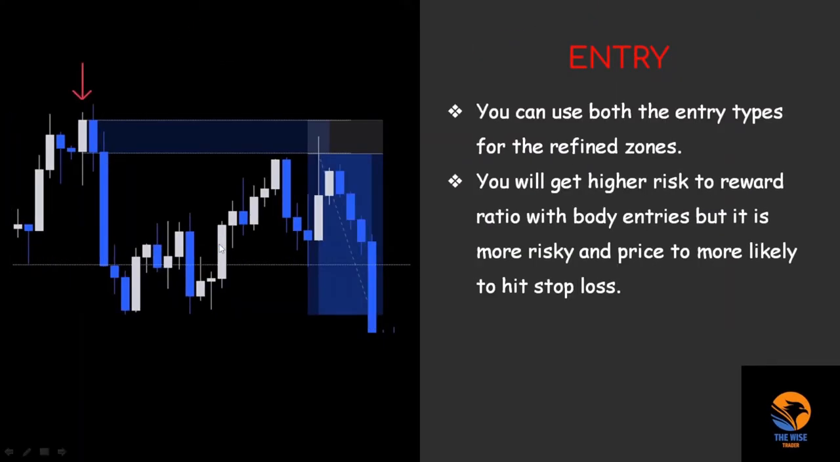So for entry, as you can see, you use the body to body, which is your type 2 entry, or wick to wick, which is type 1 entry. When the candle is small, you use the wicks, and when the body is large, you use the what? Body. Alright. So as you can see, you can use both types of entries for the refined zone. You get high risk to reward with body entries, but it's more risky and price is more likely to hit your stop loss.